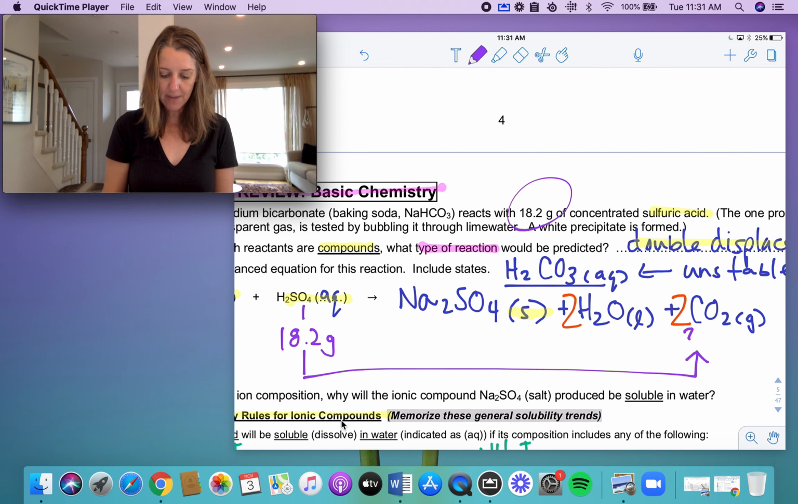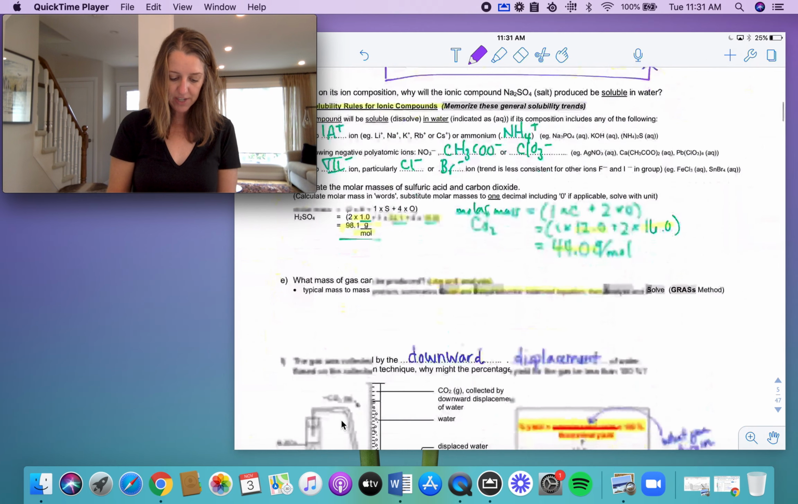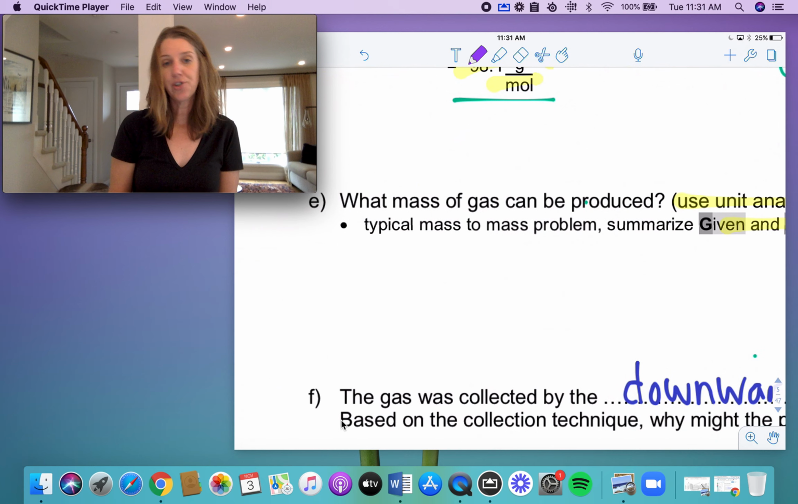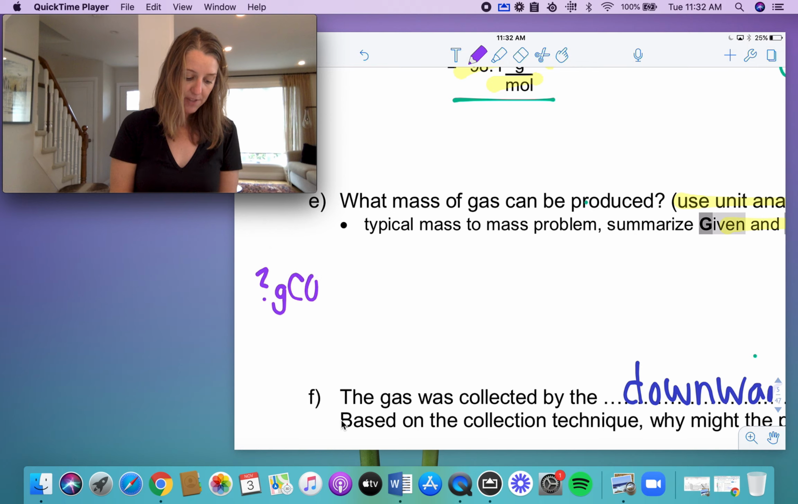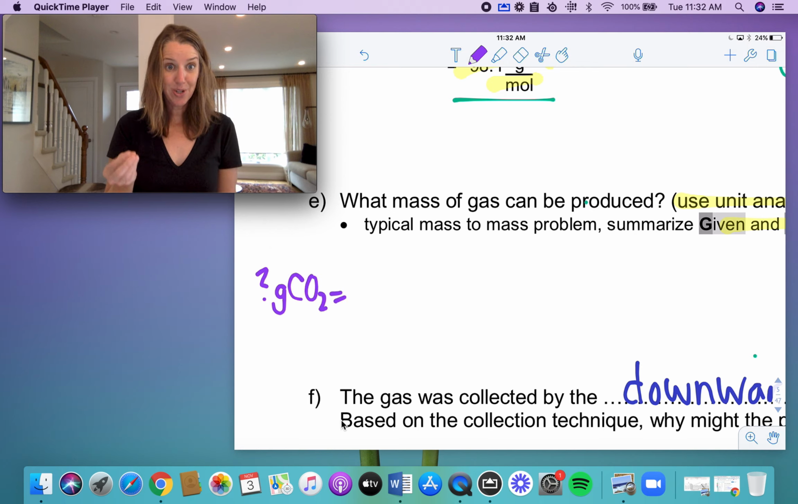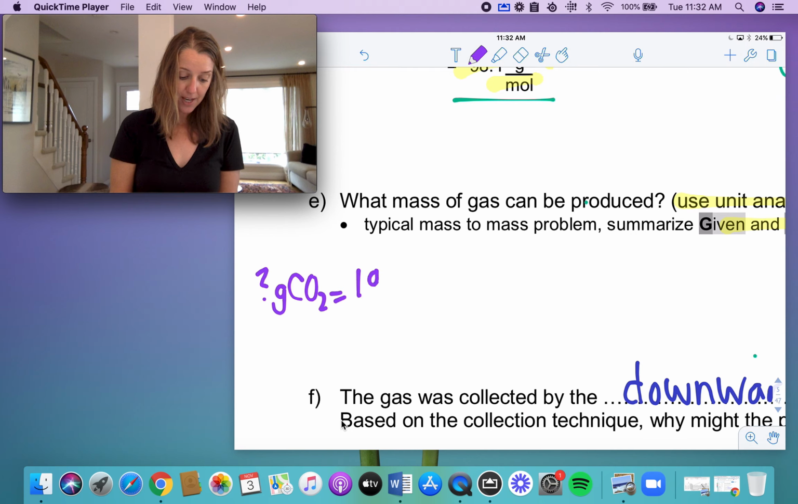Okay, this is my X, this is my unknown. I go back to do my stoichiometry and I start this way. I need to figure out how many grams of CO2. People always wonder, where do you start? You start at the starting point, the value that you were given. You were given 18.2 grams, so that's where I'm going to start.